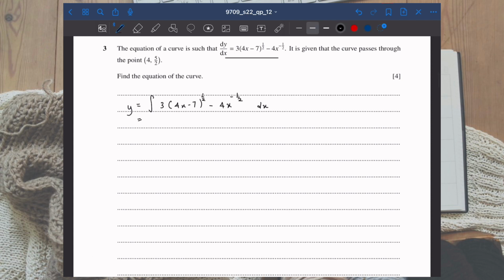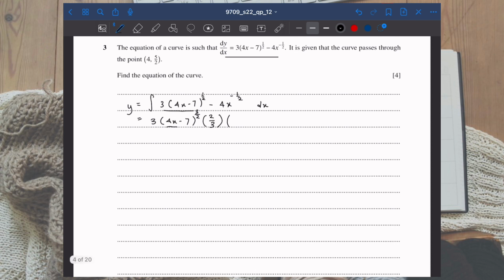So integrating this term, we get (4x minus 7) to the power of 1 over 2 plus 1, which is 3 over 2. Then dividing by the power, we get 2 over 3. Then divide by the differentiation inside the bracket, so we get 1 over 4.